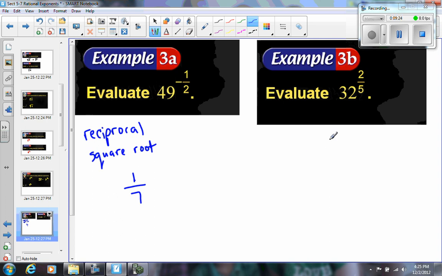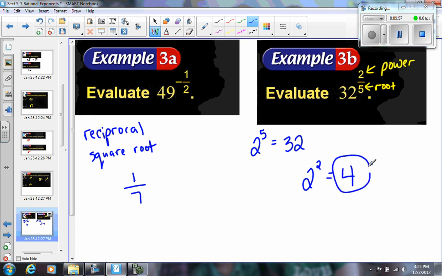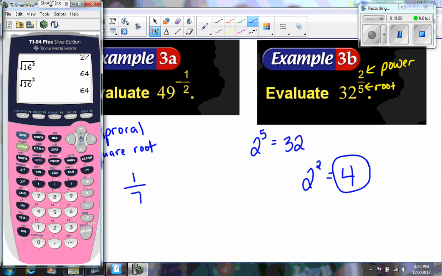On this problem, this is a different type of problem. Remember, this is the root, this is the power. Now, it's much easier to evaluate the root first. So in this problem, the 5th root of 32, and you might have to try this a little bit, but you can check this out and see that 2 to the 5th power is 32. So the 5th root of 32 is 2, and 2 squared is 4. So that's my answer. You can evaluate this on a calculator by doing 32 raised to the 2/5 power.